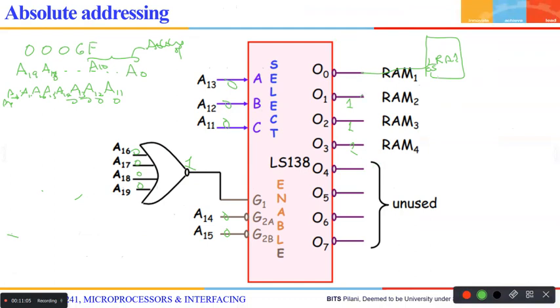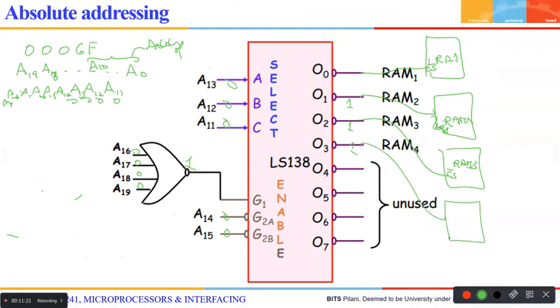This is connected to RAM 2 chip select bar. This is connected to chip select bar of RAM 3. Similarly, this is connected to chip select bar of RAM 4. Now which RAM will be enabled, tell me? RAM 1 will be enabled. This RAM is not enabled. Why? Because the address generated by the microprocessor is for that RAM only, and this decoder logic has to select that particular RAM.